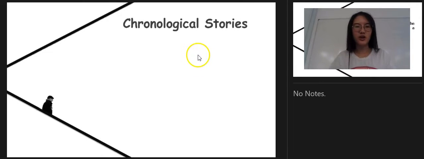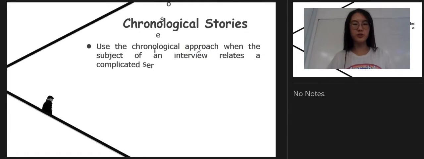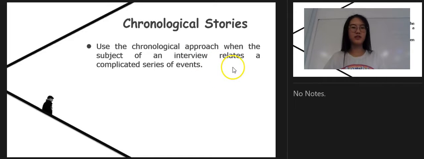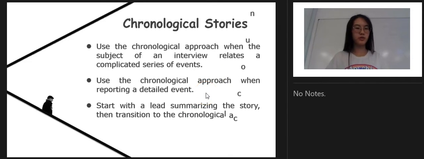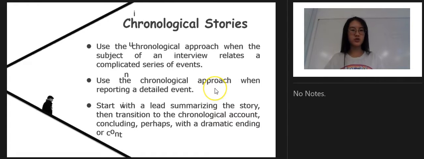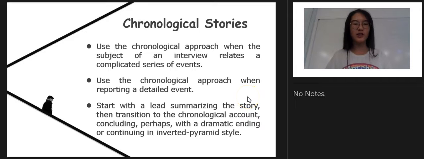The next one is the chronological stories. Use the chronological approach when the subject of an interview relates to a completed series of events, and it's also used when reporting a detailed event. You should start with a lead about the story and then transition to the chronological account, concluding perhaps with a dramatic ending or continuing in the inverted pyramid style.